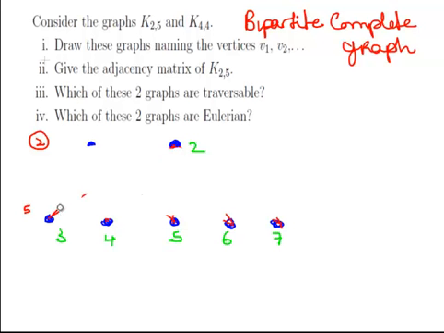Now, a traversable graph is a graph that has an Eulerian path. So what is an Eulerian path? An Eulerian path is one where we can visit all of the vertices using each edge exactly once. So I have to draw out my K2,5 graph again, but without taking the pen off the page. The pen can't leave. I have to do it all in one fell swoop.